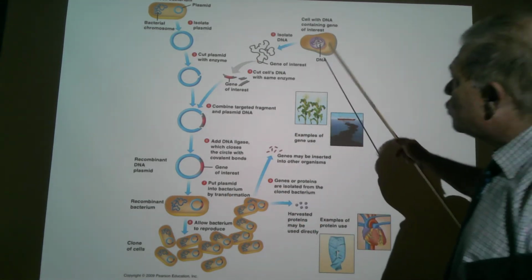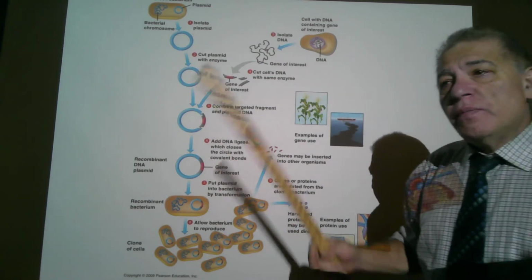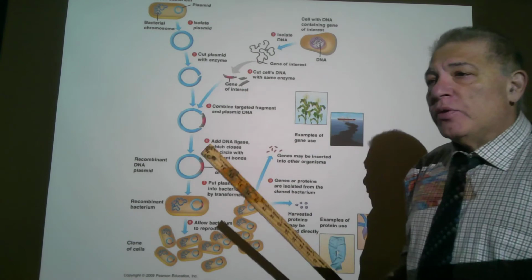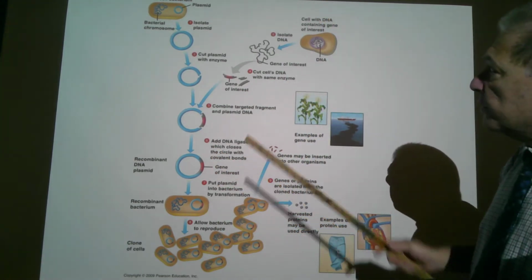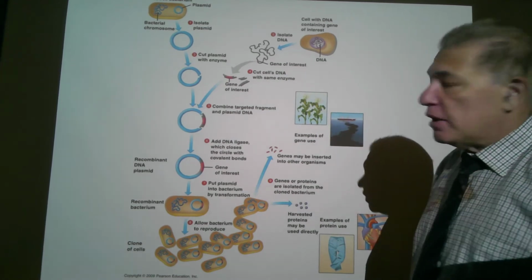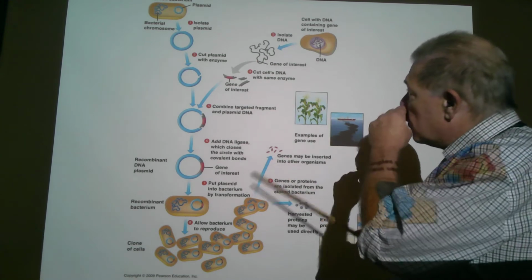So what you can do is isolate the DNA from the human cell, right? And once you sequence the genome, you can find the genes. So let's say I want to find this gene of interest, which I'm going to call the human insulin gene, all right? So here it is here, right? So it's very simple.